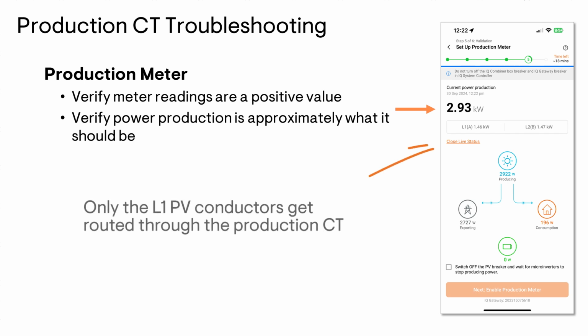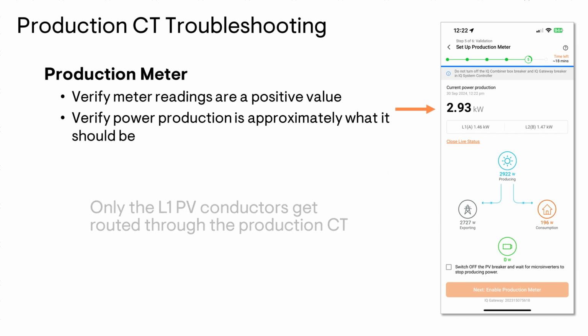As a visual reference, it may be interesting to turn on the live status view to see where the power is coming from and going to. If all of the values look correct, follow the instructions on the screen and tap the checkbox next to enable the production meter once the task has been completed.